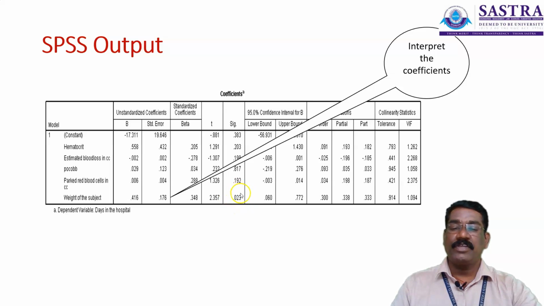Why is it significant? Because this value is lesser than 0.05, and if you notice, the t value is also very high, that is 2.357. No other variable is observed to be lesser than 0.05, so we cannot infer that any significant variable other than the weight of the subject is available in this table.